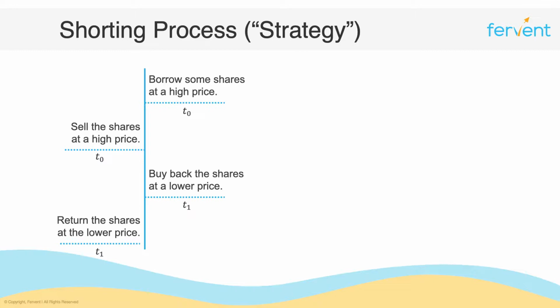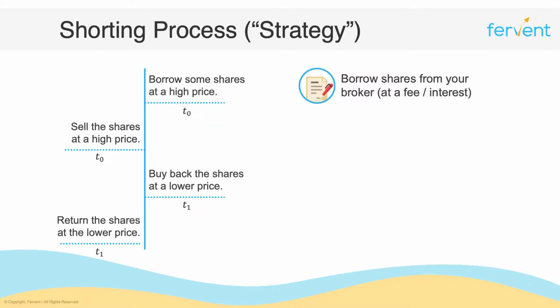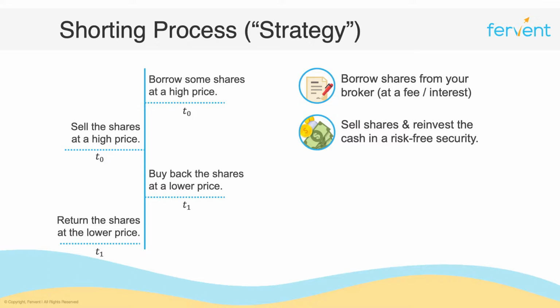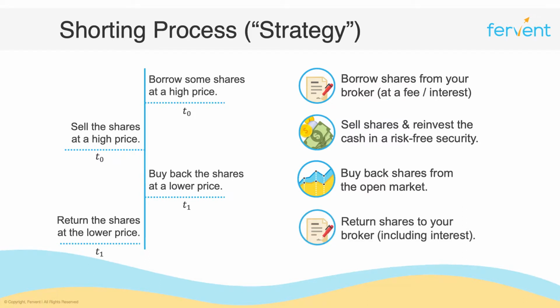Let's just make sure we really understand this process. So what we're saying is that you borrow some shares from, say, your broker, and that will of course attract some sort of fee or interest, and then pretty much as soon as you borrow the shares, you sell them to someone else, take the proceeds, and invest them in a risk-free security. So that might be something like a government bond. And then once the price of the stock decreases, you buy it back from the open market and return the shares to your broker, including any interest payable. Let's go ahead now and see what this process looks like with an example.